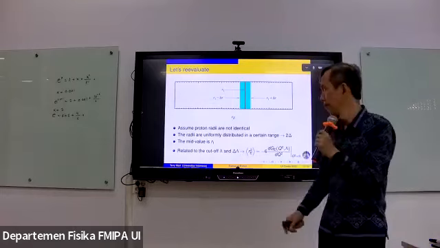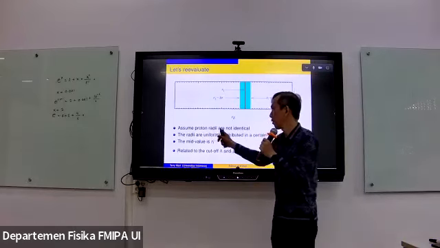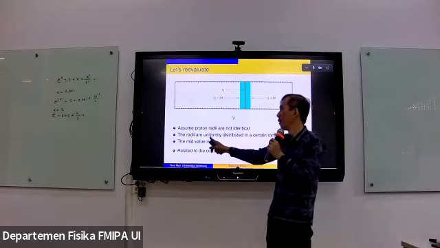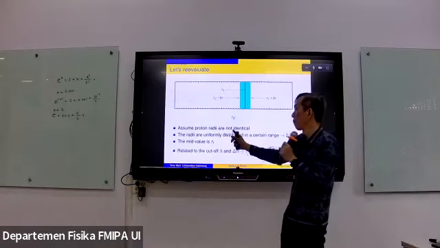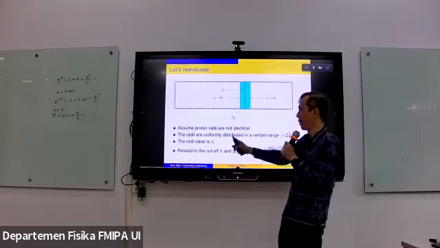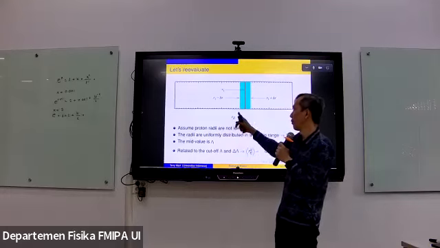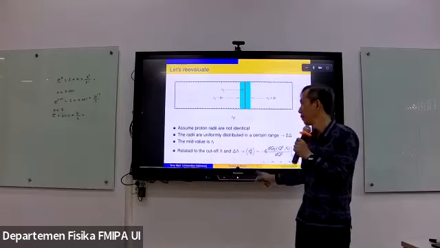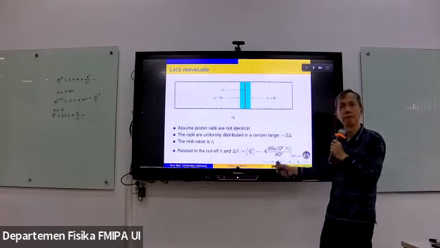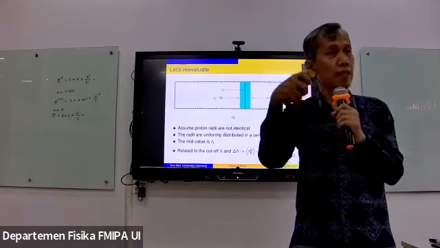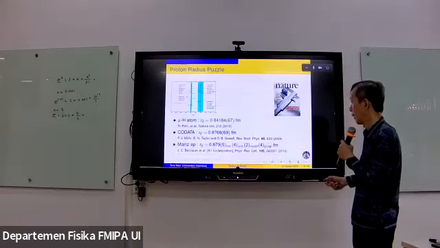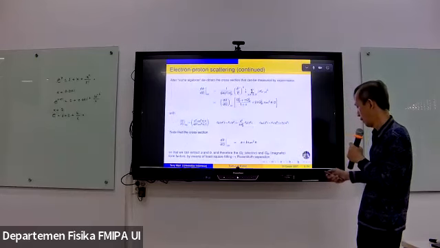And then, if we assume the proton radii are not identical, what is experimentally measured is that the radii are distributed in a certain range. What the experiment measures is the average. That's our assumption. Let's say the middle value is R1. And then the variation of this R can be related to the solution of the lambda. Lambda is the cutoff inside the proton. Well, what is lambda? Let me go back here. I will talk about lambda later.